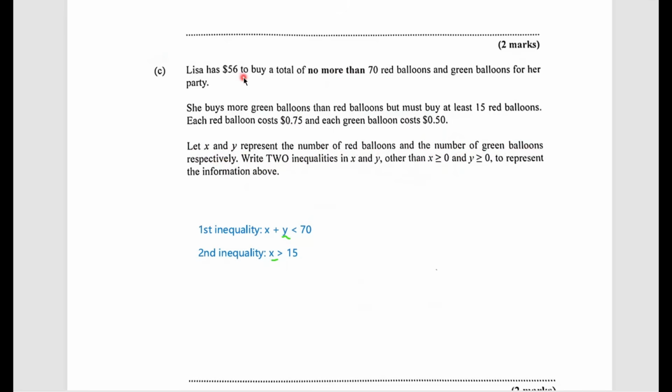We do know that the total amount of green and red balloons or red and green balloons is 70. So you know, x plus y. Okay, that's your red plus green balloons will be less than or equal to 70.